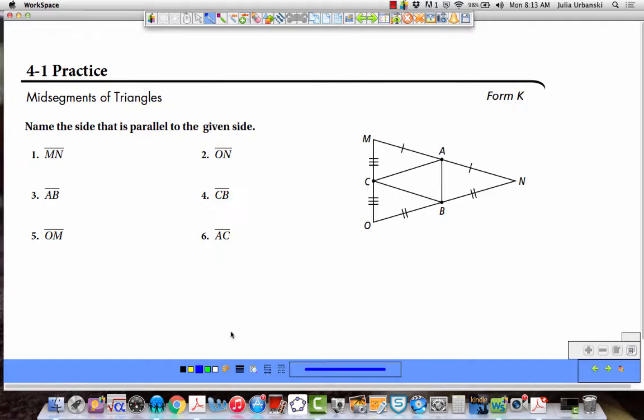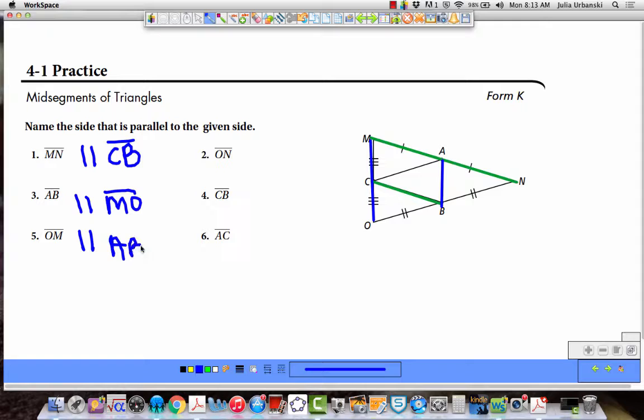Alright, I'm going to do the left half, you're going to do the right half. Here we go. MN is parallel to which one? Name the side that is parallel. MN is parallel to CB, so write that for number 1. Parallel to CB. AB right here is parallel to which one? MO, ON, MC, CO, any of those. And OM right here.